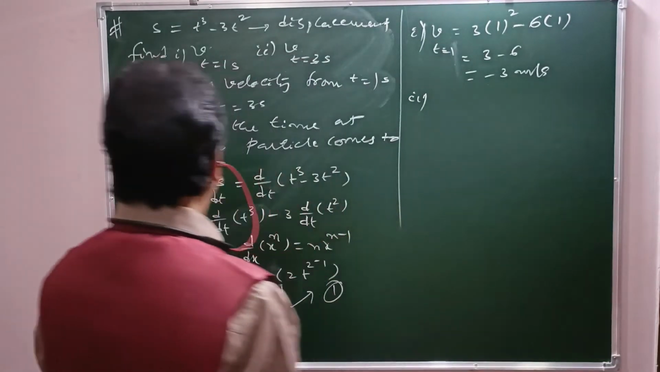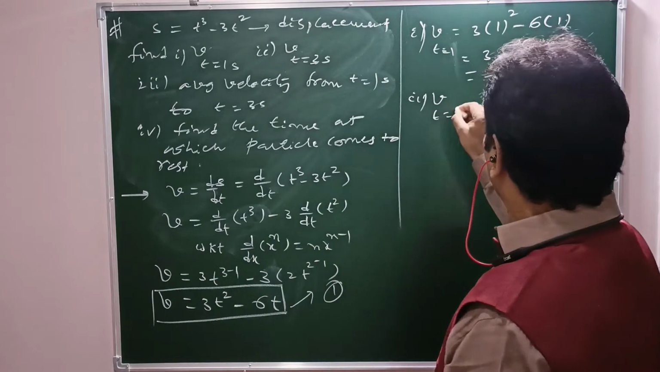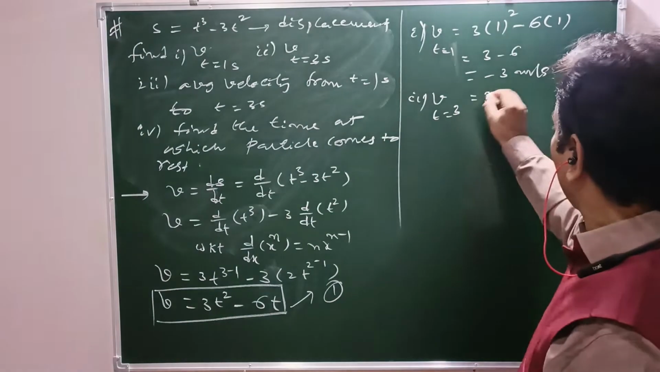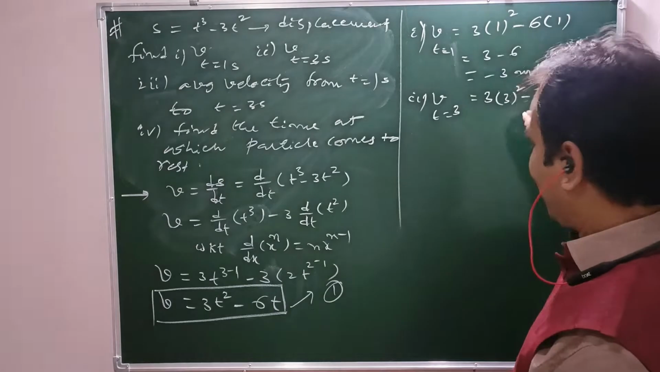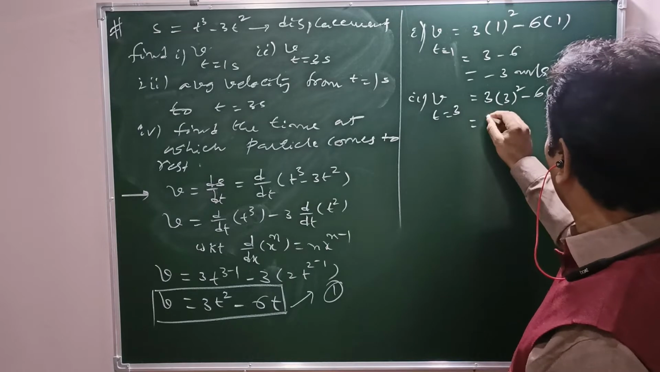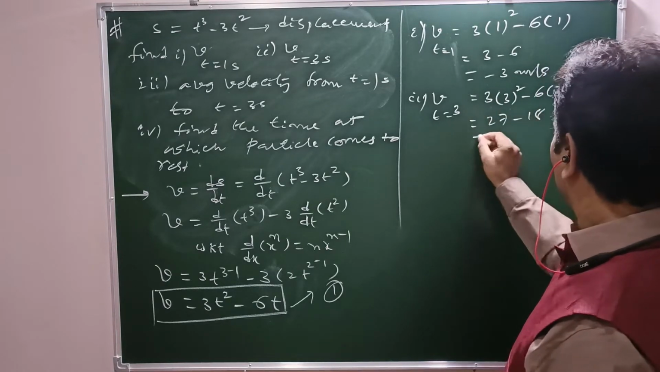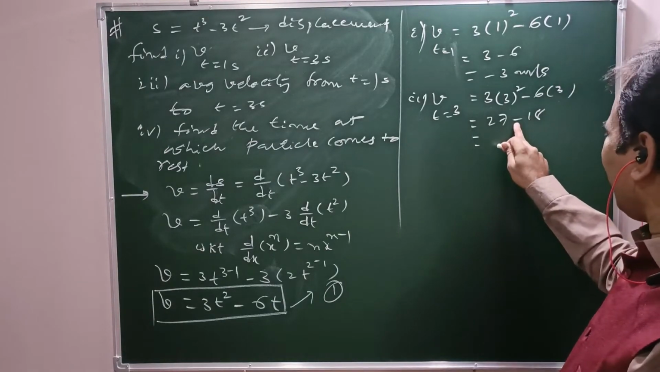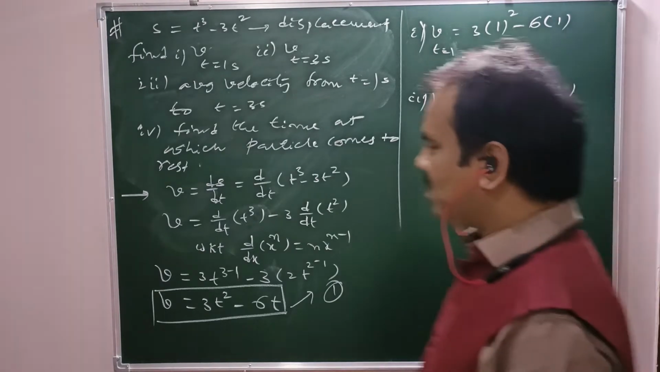Number 2. Velocity at t equal to 3 seconds. So V at t equal to 3 seconds equals, substituting 3 for t in 3t square minus 6t: 3 into 3 square minus 6 into 3. That is 3 times 9, 27, minus 3 into 6, 18. So 27 minus 18 is 9. 9 meter per second. Am I right?